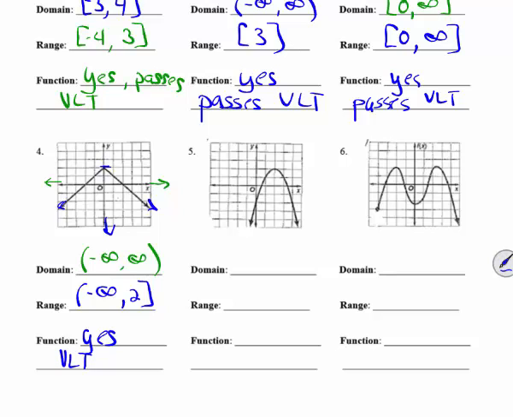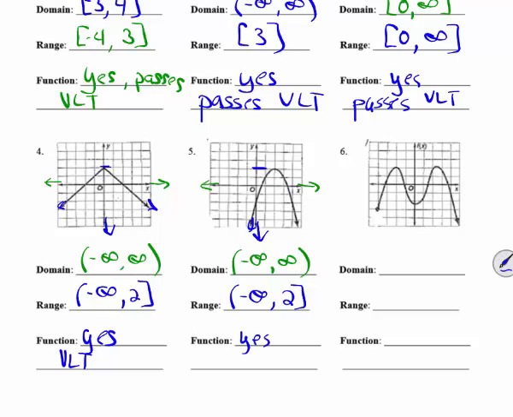All right, so number 5 is very similar to number 4. So when I look at my domain, right, I have my arrows, which means it's going to keep going on the x. So negative infinity to infinity. For my y's, right, it's going to be actually the same thing as over here. Here's my highest y point, but then the arrows are telling me that I can keep going down. So that's going to be negative infinity to 2.